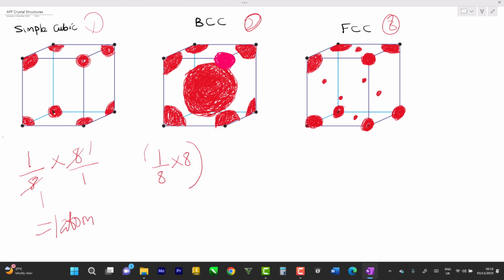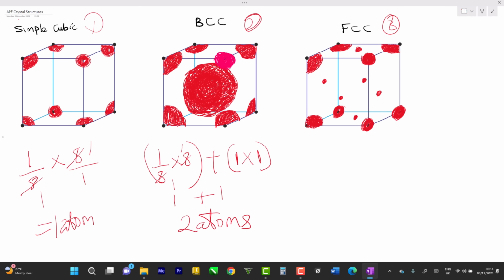So in brackets, plus, now we have 1. This pregnant atom is a whole atom, right? So we multiply it by 1. We have 1 of it multiplied by 1. So we cancel 8 in 8, 8 in 8. So we have 1 plus 1, and that is how the BCC structure has 2 atoms.